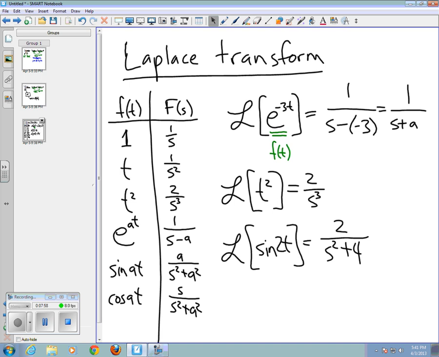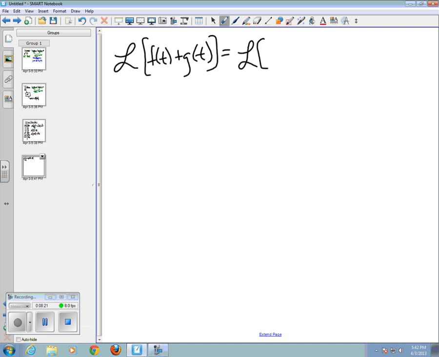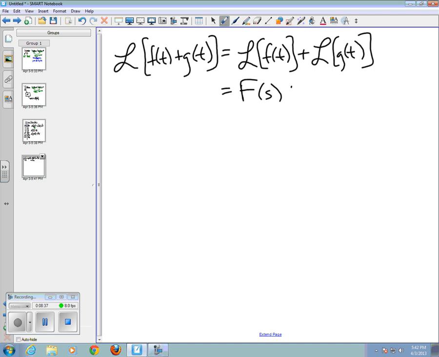So that's pretty limiting, to use just the table itself, but the good news is that the Laplace transform is linear. So for instance, if I do the Laplace transform of f of t plus g of t, little f and little g, that's equal to the Laplace transform of f of t plus the Laplace transform of little g of t, and the Laplace transform of little f of t is capital F of s, and the Laplace transform of little g of t is capital G of s.